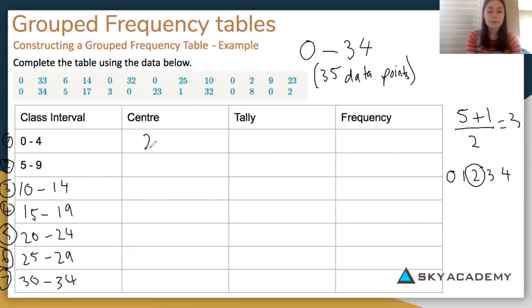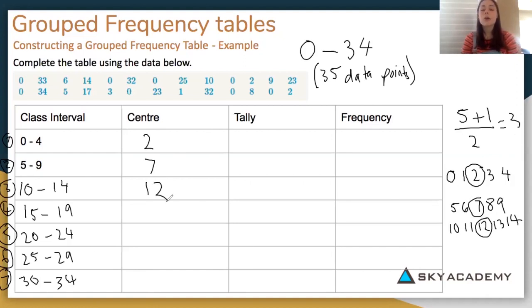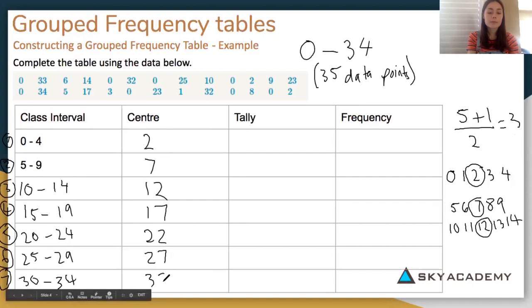And we'll do 5 to 9. So we'll do 5, 6, 7, 8, 9. So we know that 7 is going to be the third data point. So that will be the class center. Then we'll do 10, 11, 12, 13, 14, and 12 will be the third data point. So that will be the class center. And hopefully you can see a pattern here as well. So we can see a 2, a 2, a 2, a 2, a 7, a 7, and a 7. So there will be patterns when you're doing the class intervals because they're evenly spaced out.